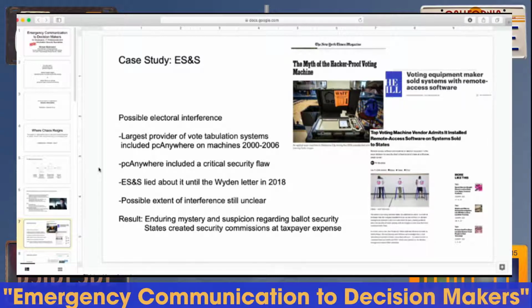And also the mystery, which is the real problem here, that from a hacker perspective, it's probably easy to overlook a lot of these faults, but the issue that ES&S originally lied about it and that an investigation was almost impossible because that admission came years after the original suspicions. A lot of states had to create their own security commissions to investigate this at their taxpayer expense. So if there had been more of a unified governance in investigating this technology, a lot of this response later would not have been necessary.